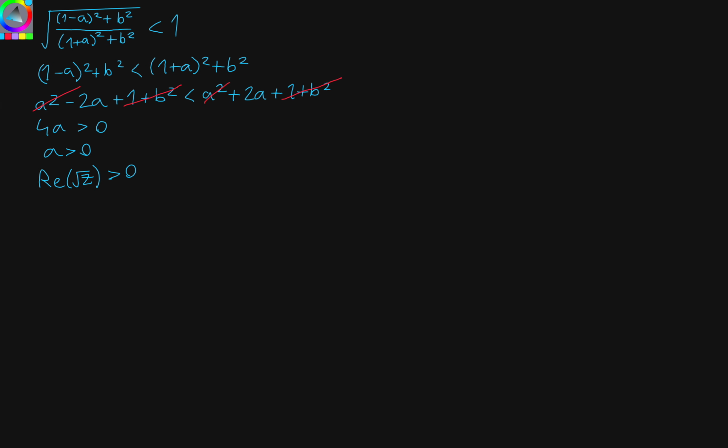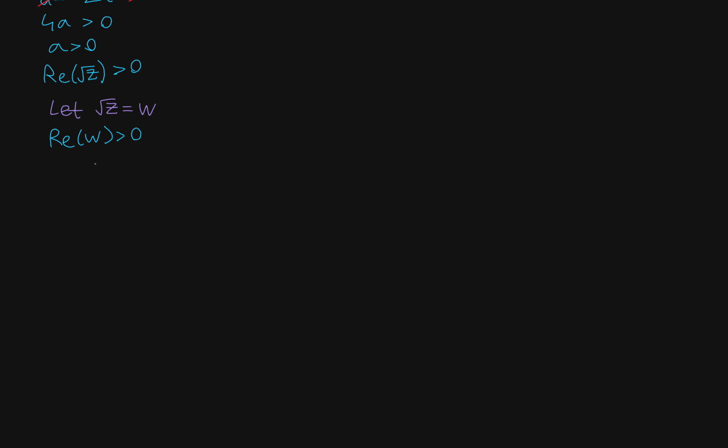Now, I'm going to do another substitution here. Let's let the square root of z be equal to w. So we're going to have the real part of w to be greater than 0. So w is just any other ordinary complex number. So geometrically, we can already intuit what the solution is going to be here. If we look at the complex plane, when is the real part going to be greater than 0? Well, it's basically this entire region over here, all right?